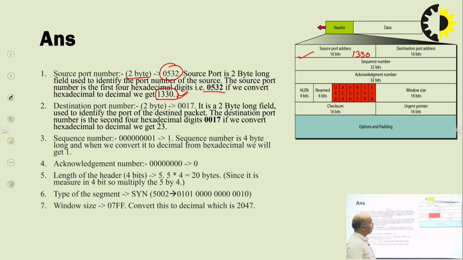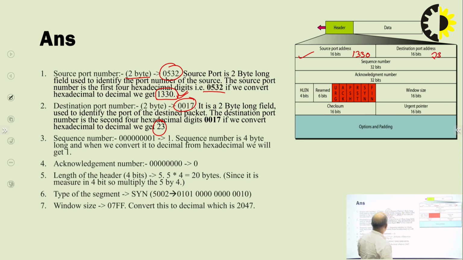Now, next we have to define the destination port address, and the destination port address is again 2 bytes, that is 16 bits. So we have 0017, and now we have to convert it into decimal. It will come out as 23, so we place 23 here.